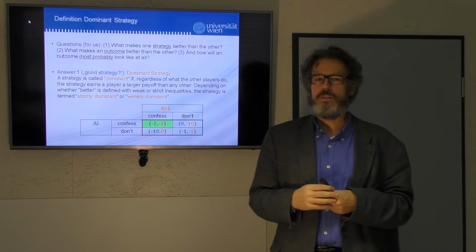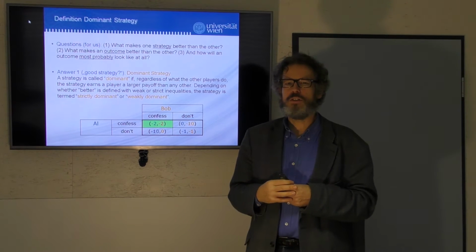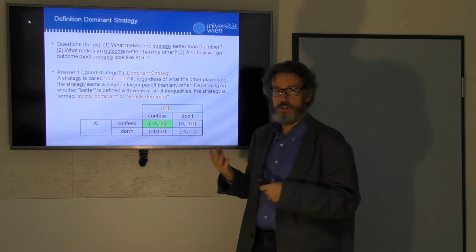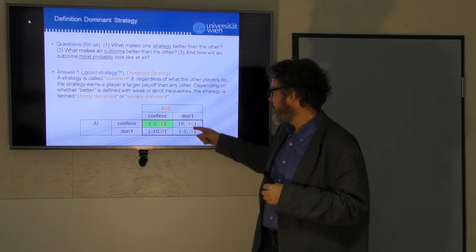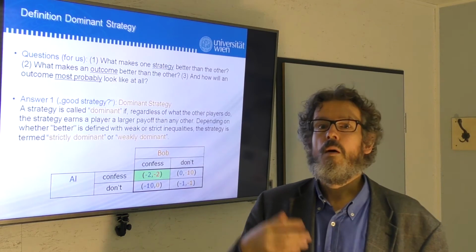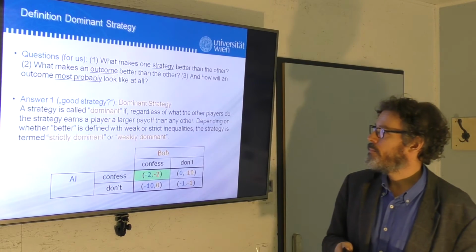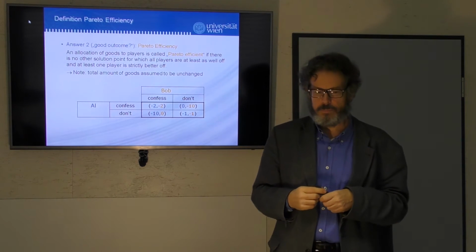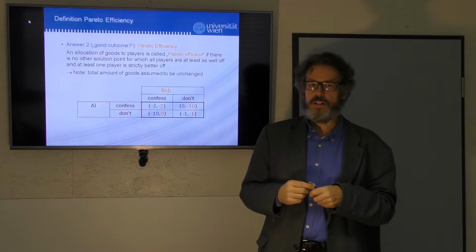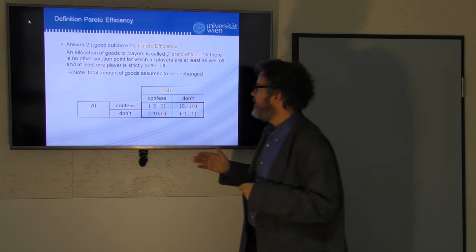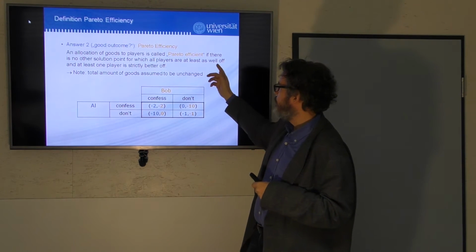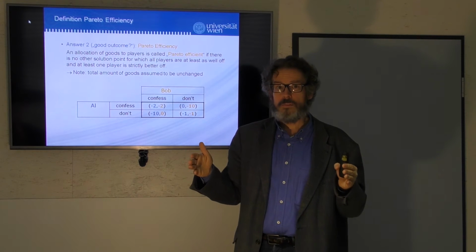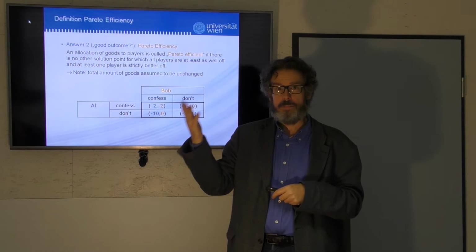Well, problem solved. We have a solution for our game, but apparently we are not really happy with that. Because there would be another solution where both of the players would be better off, but they didn't come to this solution. And this brings us to the next question. When is a solution better than another one? What is a good outcome? And one definition for that is the so-called Pareto efficiency. It's named after a scientist called Vilfredo Pareto. And the idea is that an allocation of goods is called Pareto efficient if there is no other solution for which all players are at least as well off and at least one player is strictly better off.